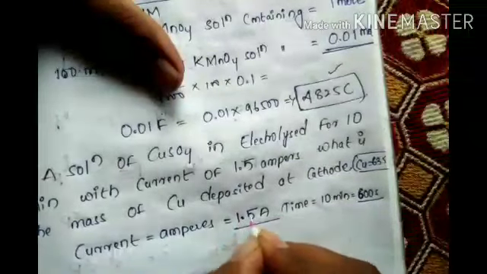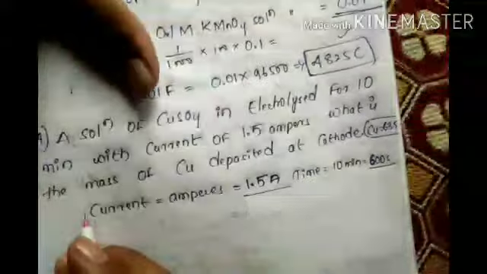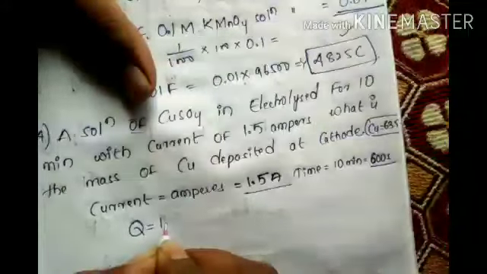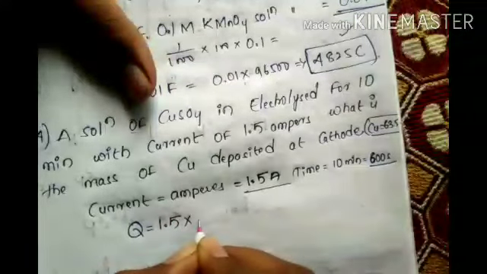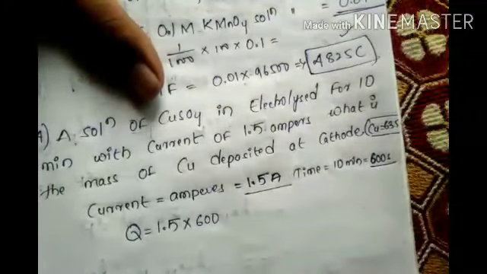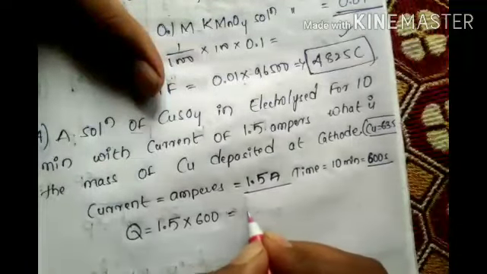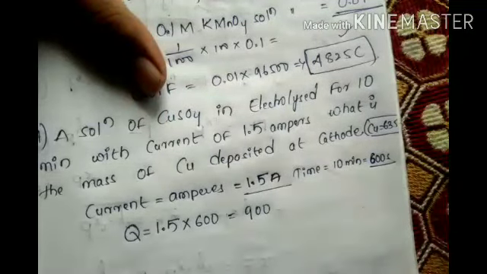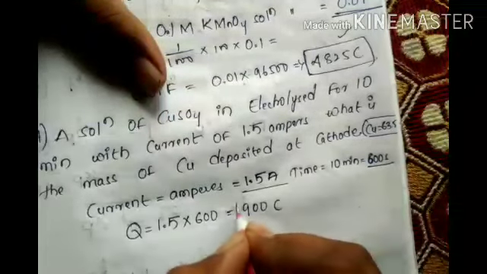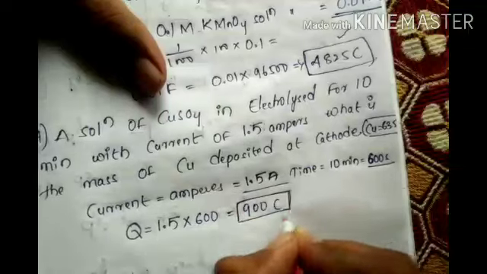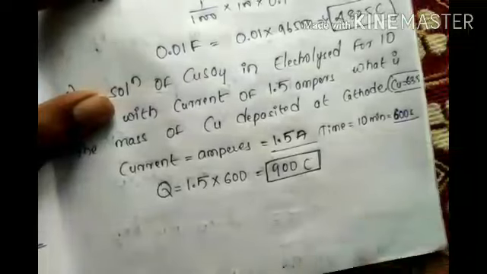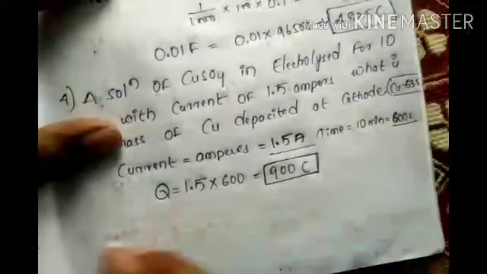Current is 1.5 amperes. Okay, so how much quantity of electricity is passed? First of all, quantity equals amperes into time. 1.5 into 600. How much? 900. What came? Coulombs. 900 coulombs, Q, we got it.